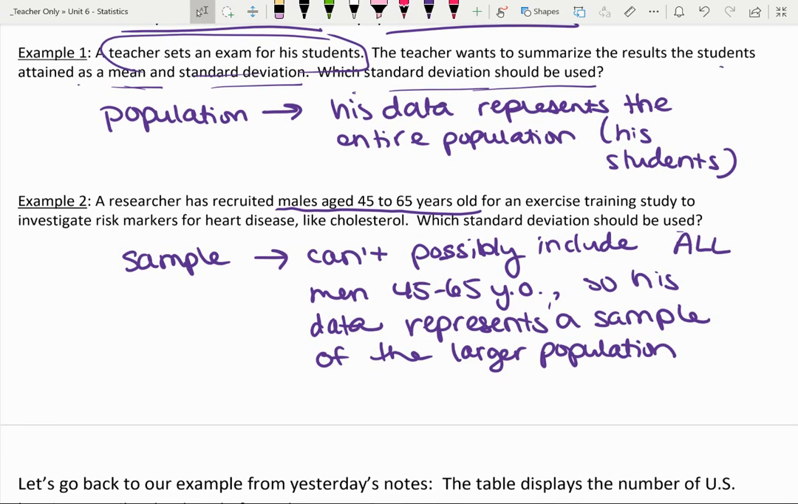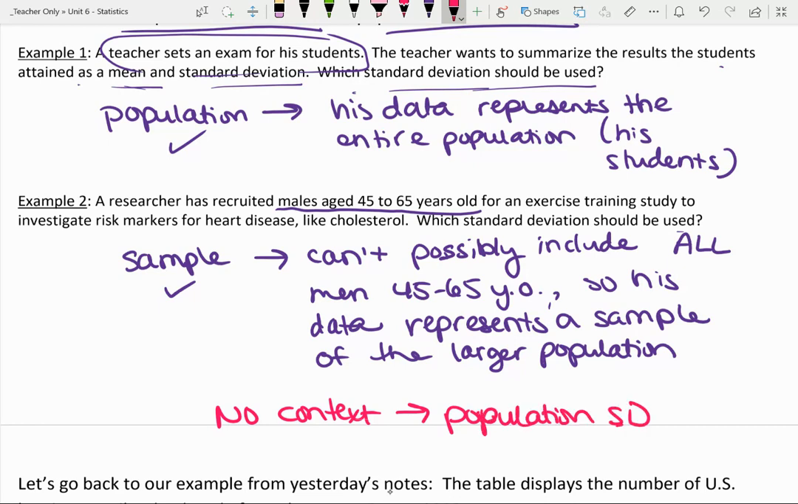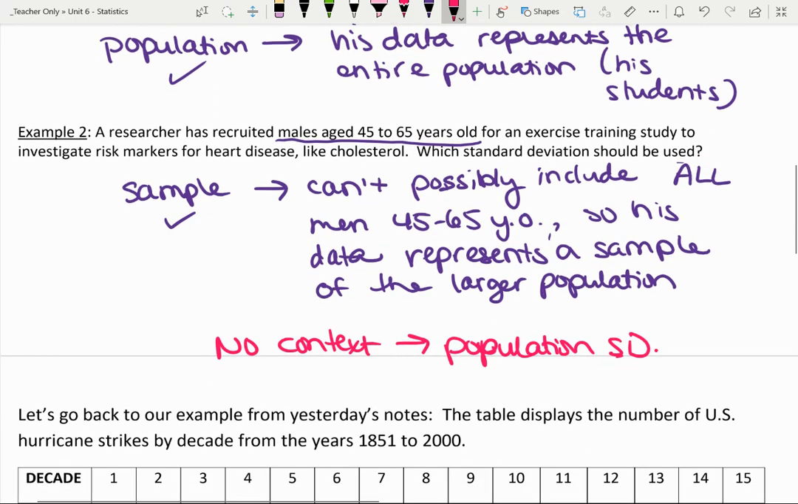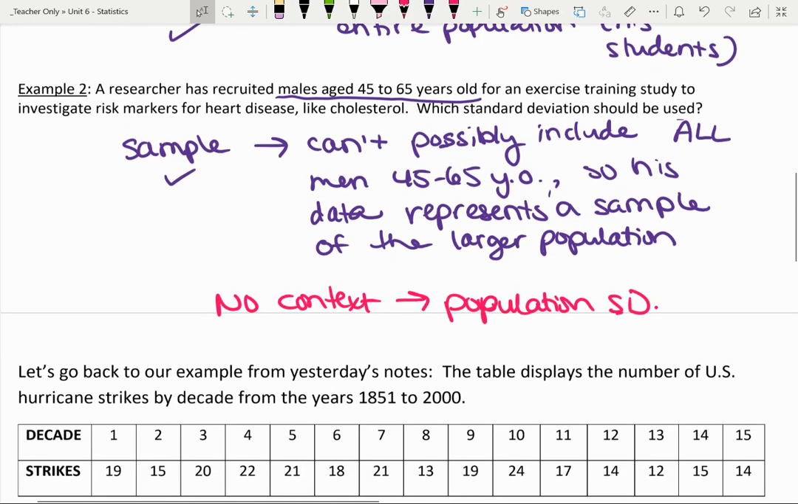Now, in these cases, the context makes it pretty clear. If we are dealing with a population, great, population. If we're dealing with a sample, great, a sample. If we're dealing with no context whatsoever, at least for the purpose of our class, we can make an assumption and use the population standard deviation. Just because we don't have a context, we're going to assume that that is the entire population.